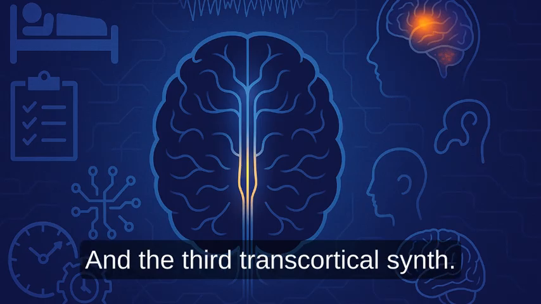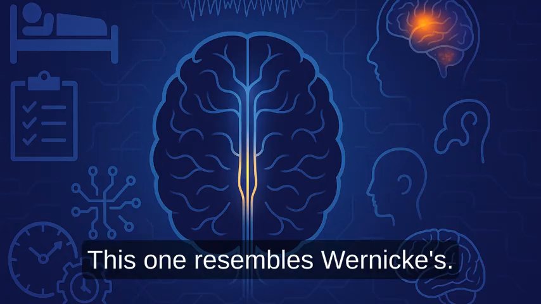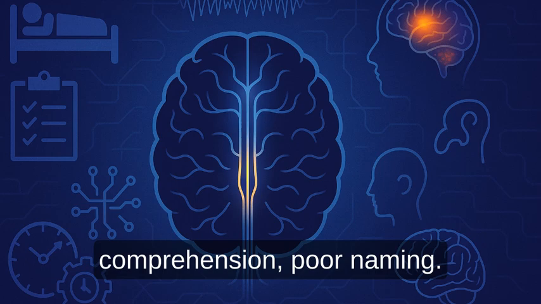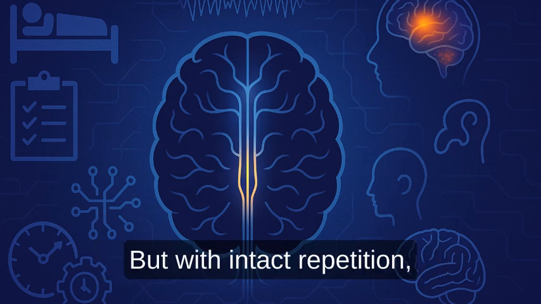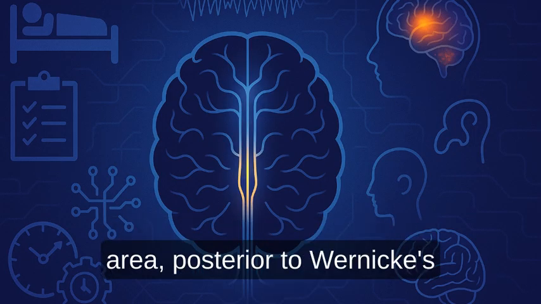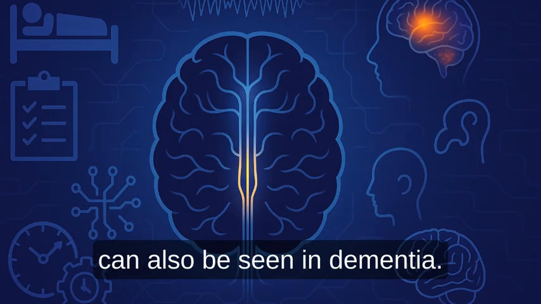And the third? Transcortical sensory aphasia. This one resembles Wernicke's, fluent paraphasic speech, poor comprehension, poor naming, but with intact repetition. Lesions are usually in the temporoparieto-occipital junction area, posterior to Wernicke's. Can also be seen in dementia.